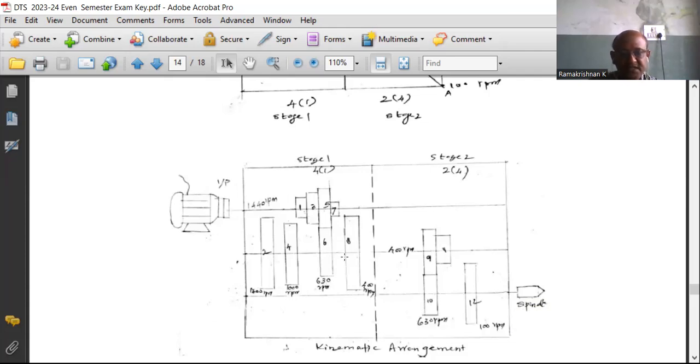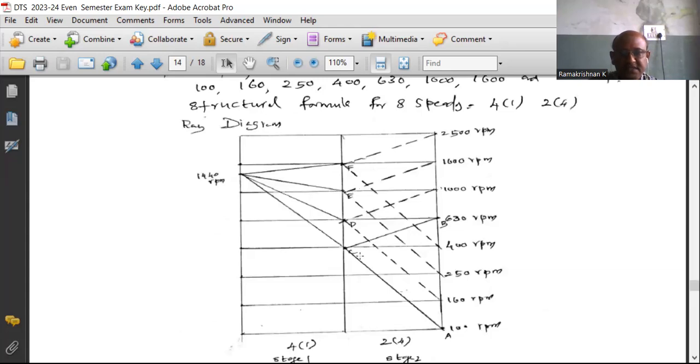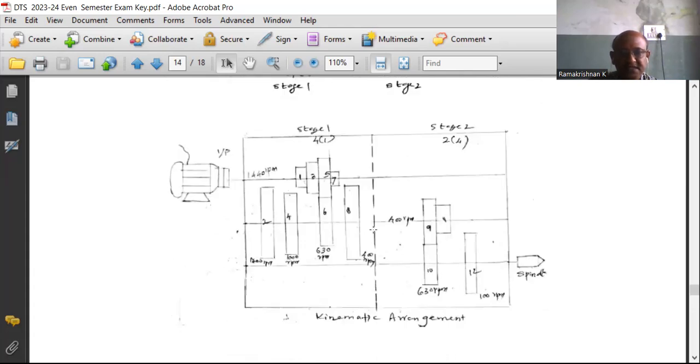So the first stage is over and we come to the last stage. For the second stage, the input is 400 RPM. So the 9 and 8 gears are mounted. Here there are 2 output speeds, so there should be 2 gears, and for that there should be 2 mating gears.